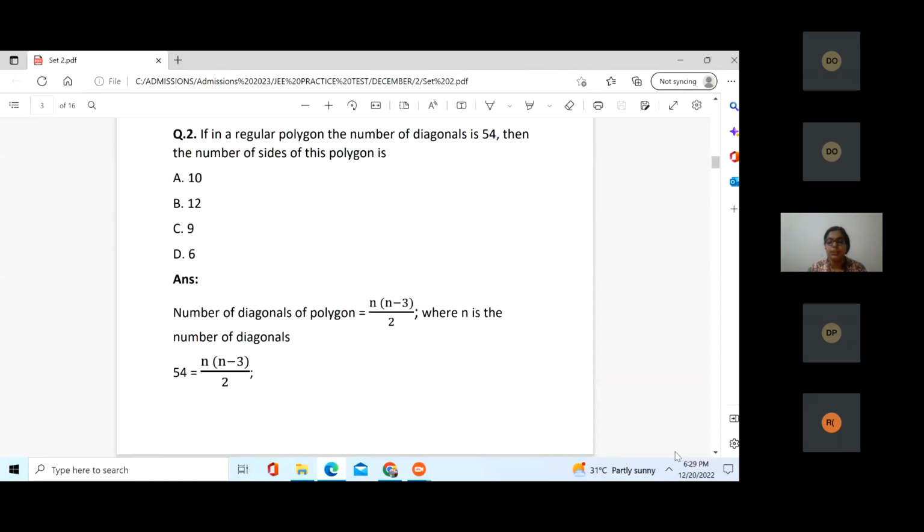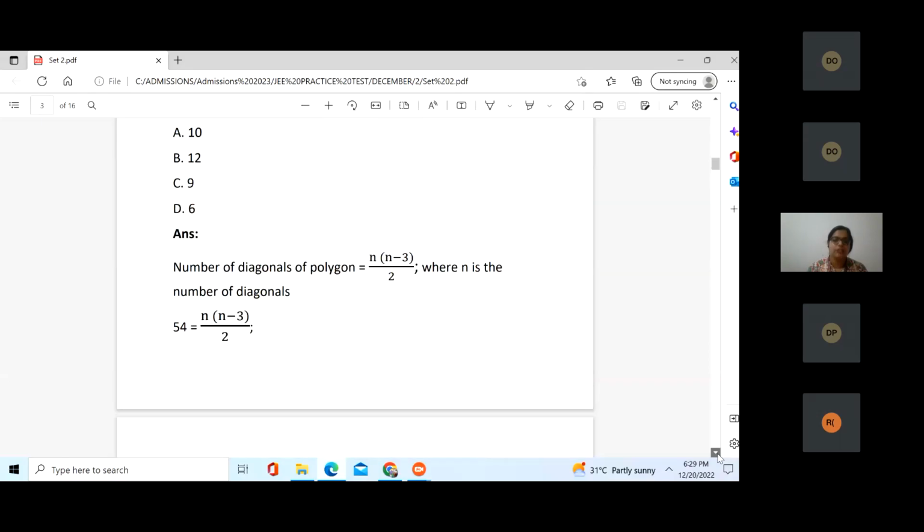So what are the values of n? n is equal to 12 and n is equal to minus 9. Which one is okay? Because it's the sides, I need a positive value. So n is equal to 12 is the correct answer. That is option B. So among these options, option B is correct, which is n is equal to 12.